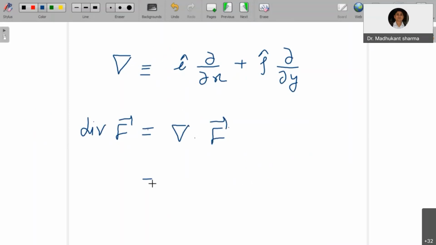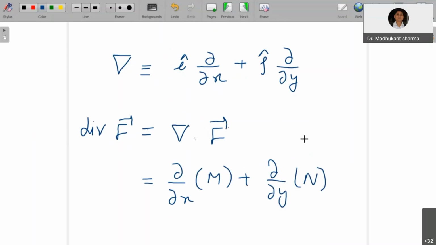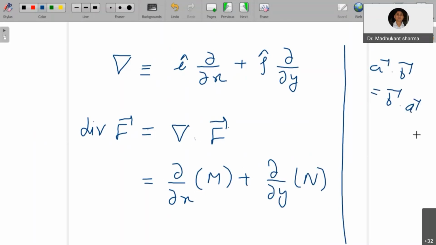Okay. So the dot product, in the sense that that's ∂/∂x, right? You know how to perform the dot product: M plus ∂/∂y N. Earlier with dot products, you know that a dot b is equal to b dot a. But here it is not the case that del dot F is equal to F dot del. So this is an operator. These were the vectors, a vector operator here.